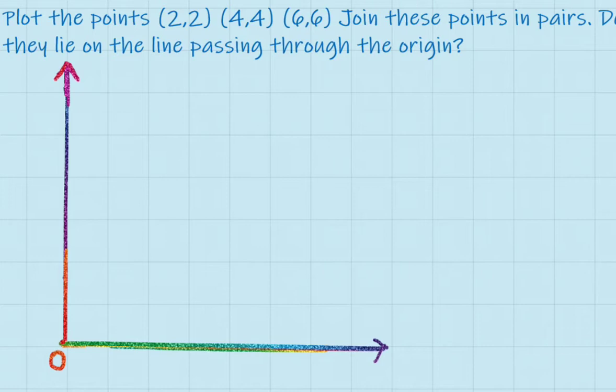Plot the points (2, 2), (4, 4), (6, 6). Join these points in pairs. Do they lie on the line passing through the origin? First of all, let us make the Cartesian plane. You can see I have already made the perpendicular lines on the graph paper.